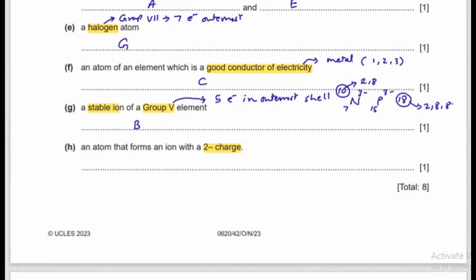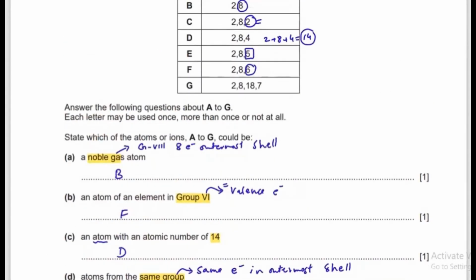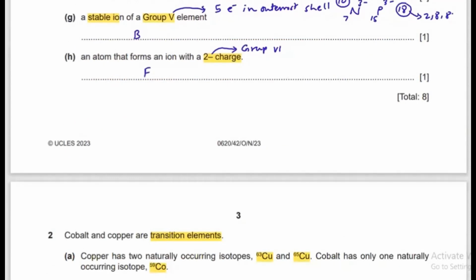An atom that forms an ion with a 2 negative charge. A 2 negative charge means the element must be in group 6 of the periodic table, because group 6 elements have 6 electrons in their outermost shell, so they have the ability to gain 2 electrons to get the noble gas electronic configuration. So 6 electrons is in F. So F is the answer.